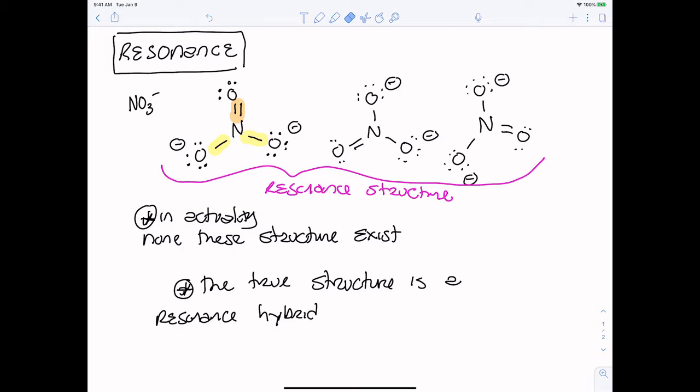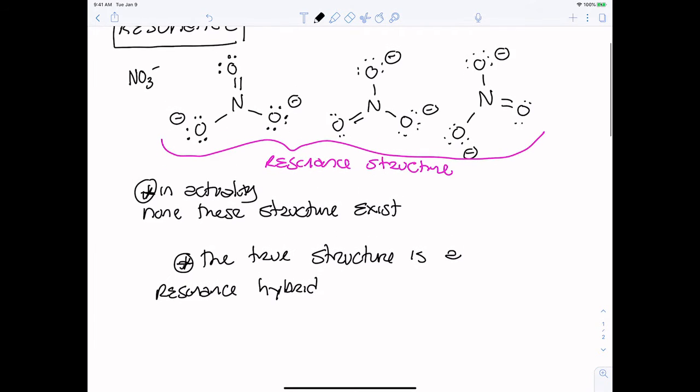But we know that that's not true. You can go into lab and you can measure bond length and strength, and we know that all of those bonds are equivalent. We also know that as far as the length goes and the strength goes, it's somewhere between that of a single and a double bond. It's not the strength of a single bond or the strength of a double bond, it's somewhere in between.